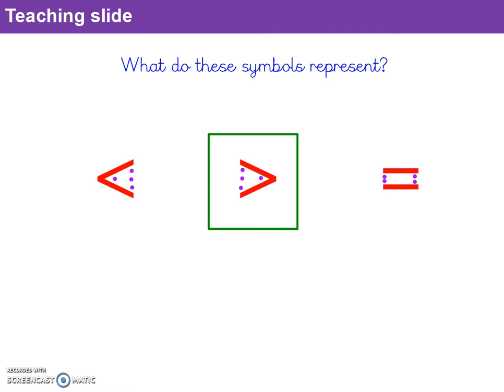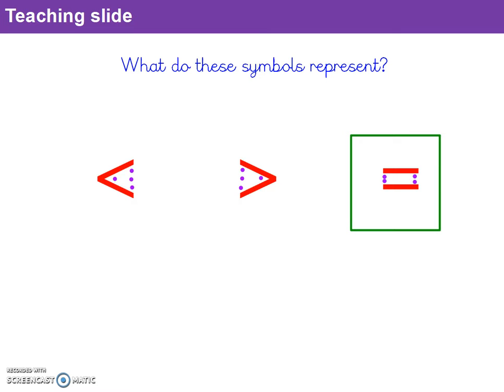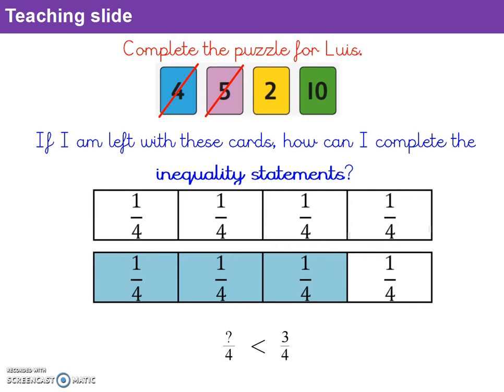We've got 3 is greater than 1. And our final symbol, of course, we know as equals, as 2 is equal to 2. 2 is the same as 2. So let's look back at Lewis's problem. And here we can see that we're using a less than symbol. So his first fraction is less than 3/4. And to make this inequality statement correct, we can see that we could have 1/4. But one of the big things that we need to do is use the cards that we're left with.